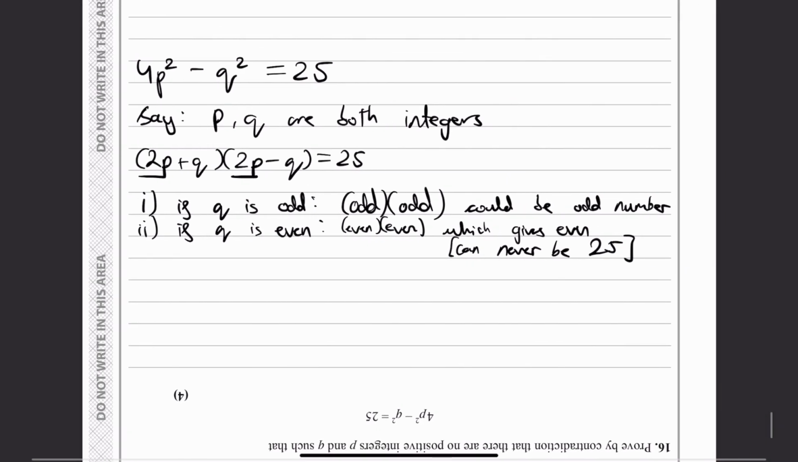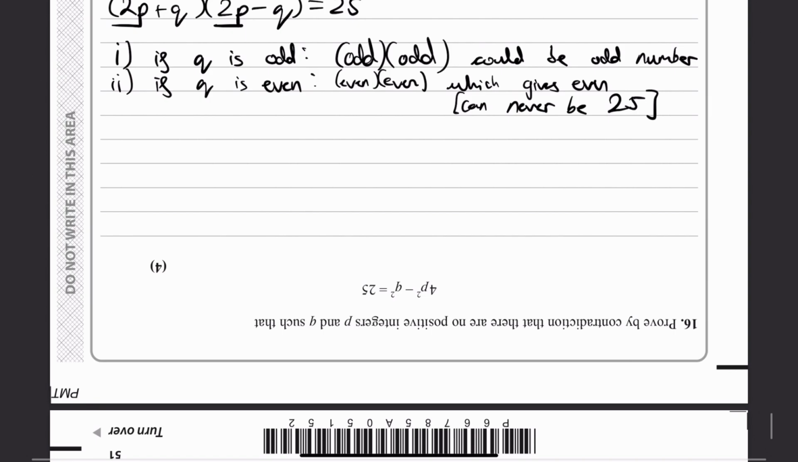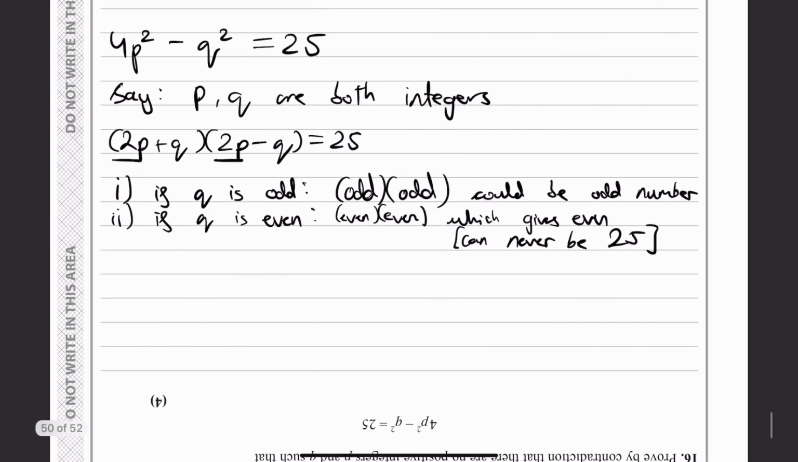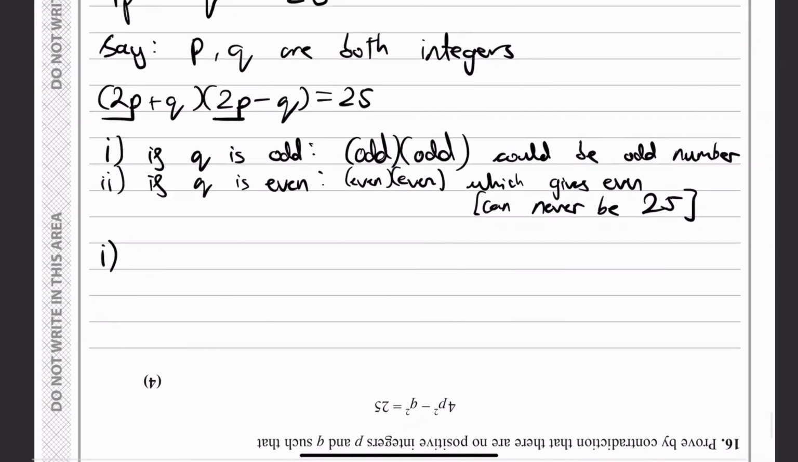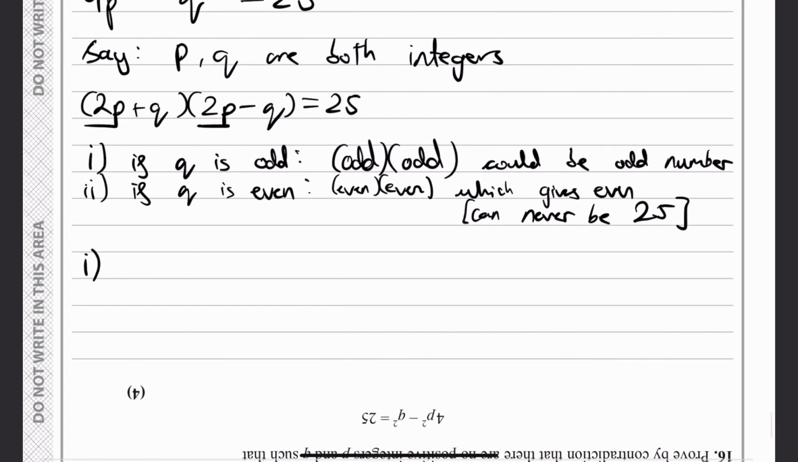I don't know how much we have to prove it. Let's see. Prove that there are no positive integers. Yeah, so we have to prove everything, not just if q is even. So let's look back at case 1. So if q was an odd number, okay, yeah. Okay, I think I got it. Now I also have to look at factor pairs.